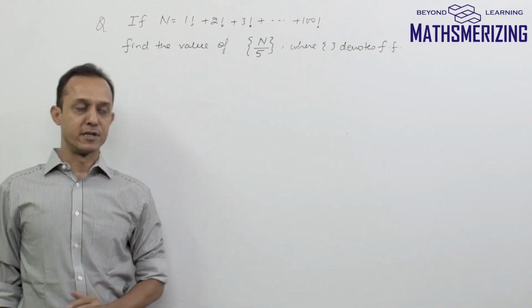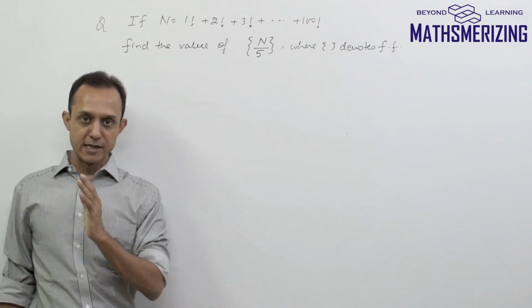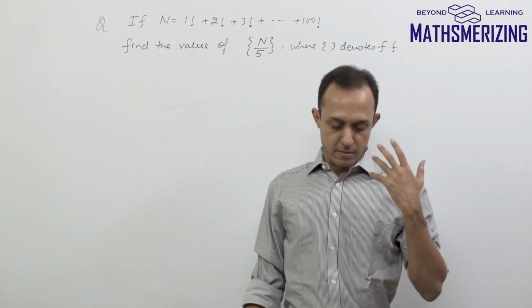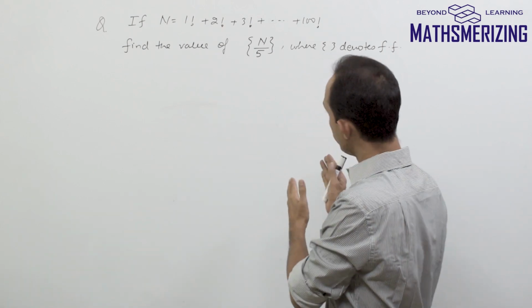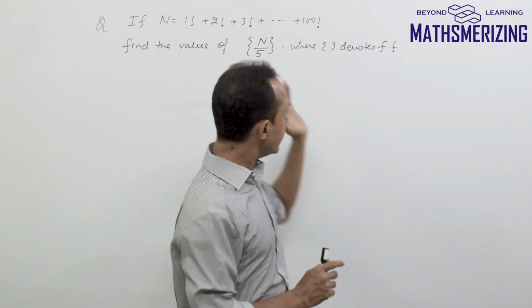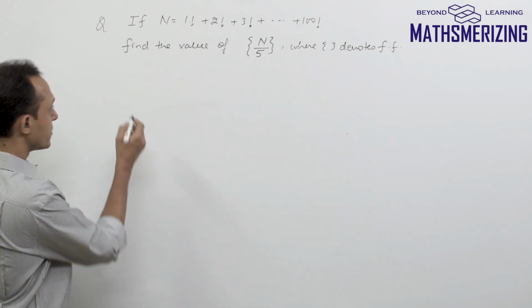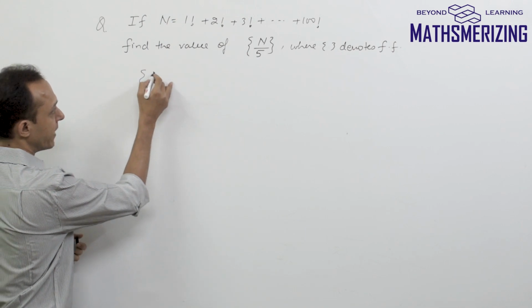So let us take up another question. If n is defined as factorial 1 plus factorial 2 plus factorial 3 up to factorial 100, then we need to find the value of the fractional part of n by 5, where these brackets represent the fractional part function. Now I'll put the value of n, so I need to find the fractional part of n by 5.